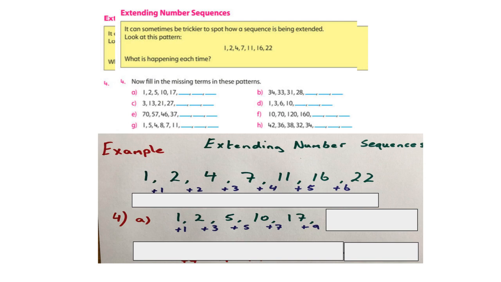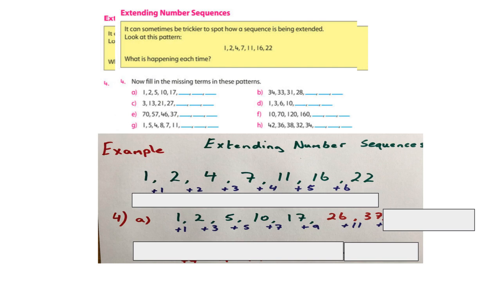Okay, so we know from looking at the pattern, it is going up in 2s, 1 to 3 to 5 to 7. So our next operation is plus 9, which gives us 26. So our next term after the 17 is 26, because the operations are going up by plus 2 each time. So from 1 to 3 to 5 to 7 to 9 to 11, which will be our next operation. So plus 11. So 26 plus 11 gives us our next term of 37.